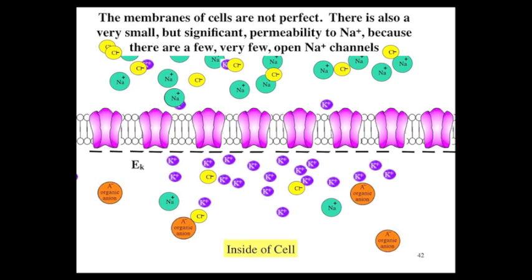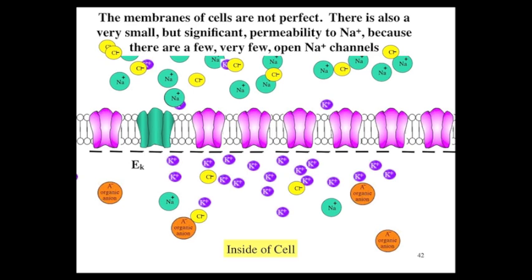So up to this point, we have an ideal membrane. And what I mean by ideal, it only has potassium channels that are only permeable to potassium. As a consequence, the cell will reach the potassium equilibrium potential because nothing else can come in or go out, only potassium. But membranes of cells are not perfect. The situation is not ideal. There is also a very small but significant permeability to sodium because there are a few open sodium channels in membranes. I'm going to illustrate that by inserting this green sodium channel into the membrane.